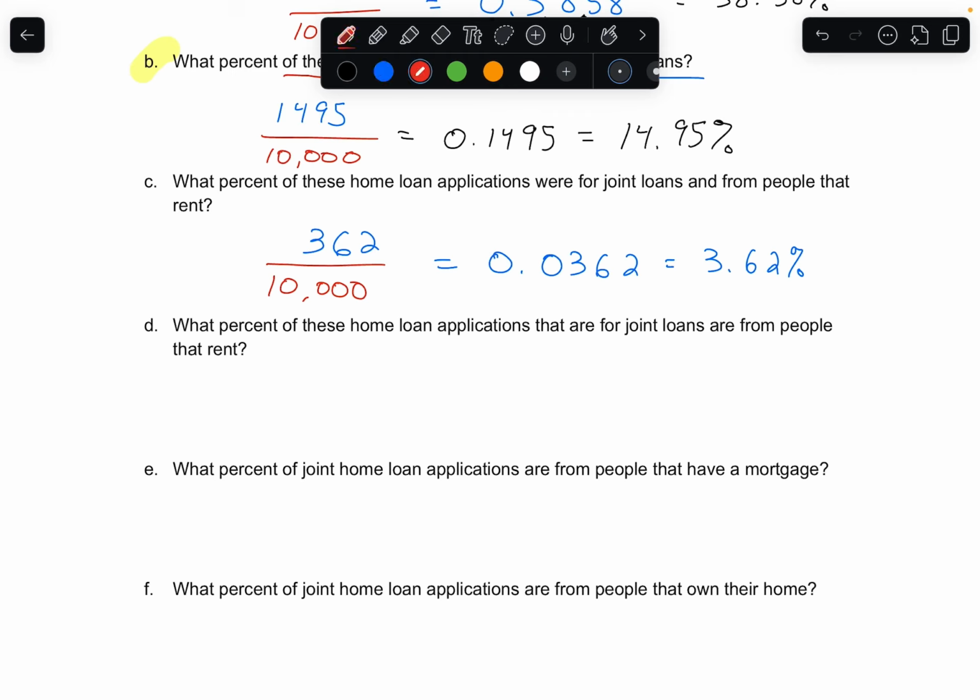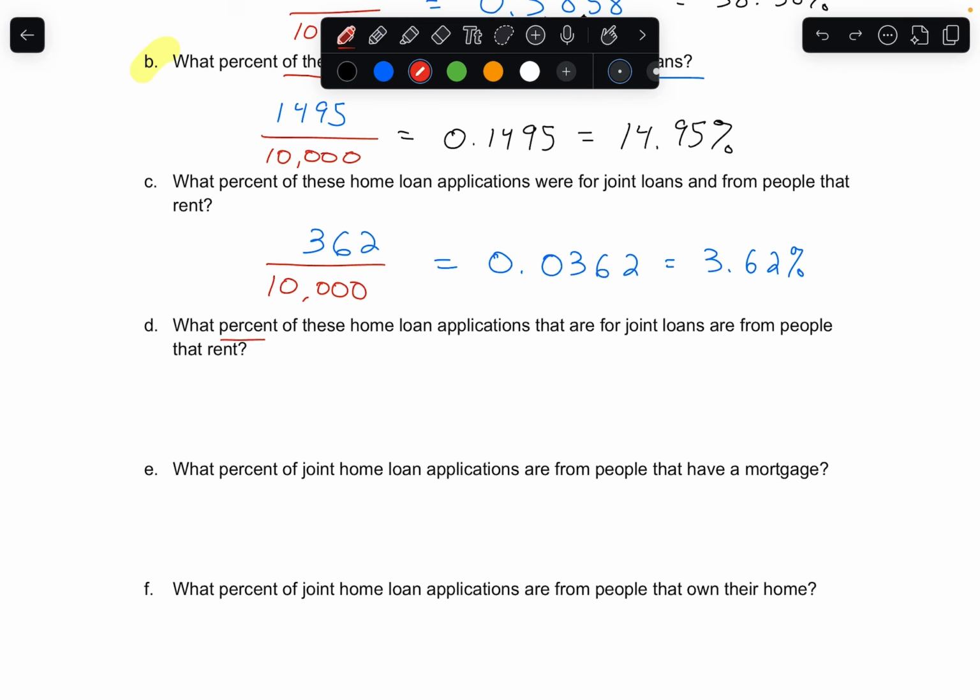Part D says, what percent of these home loan applications that are for joint loans are from people that rent. Now, this looks maybe at face value really similar to Part C. You might even think it's the same question, but it's not quite. And it's for that reason, the thing I said I like to start with, I like to start by thinking about what's the total group that I'm choosing from, what's the whole of my percentage.